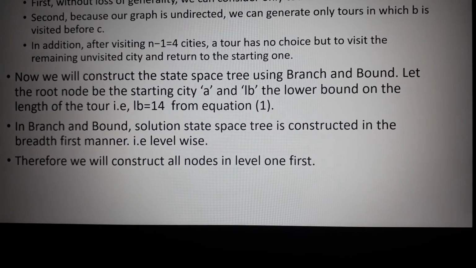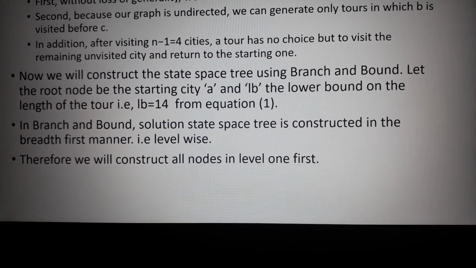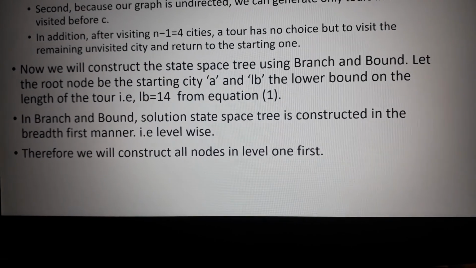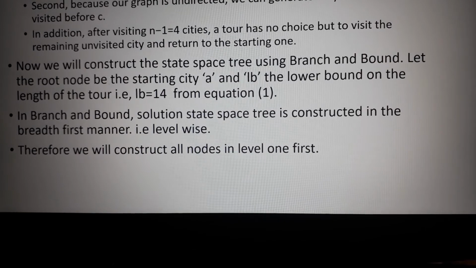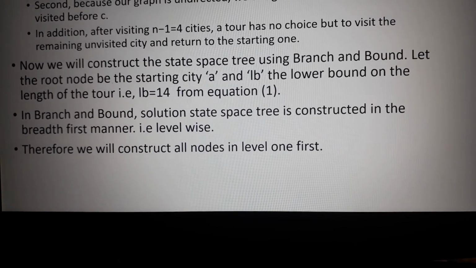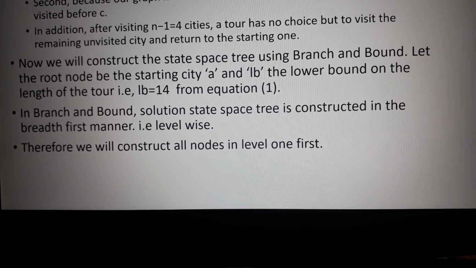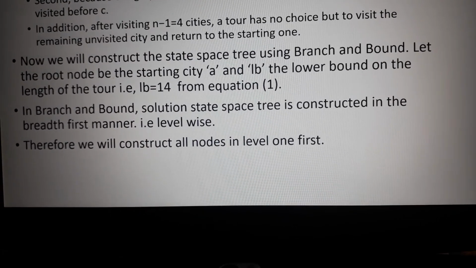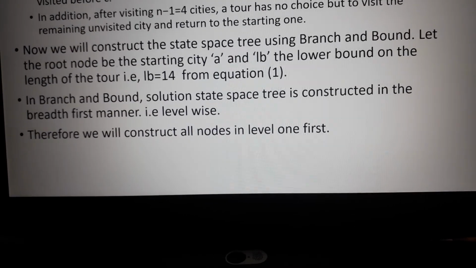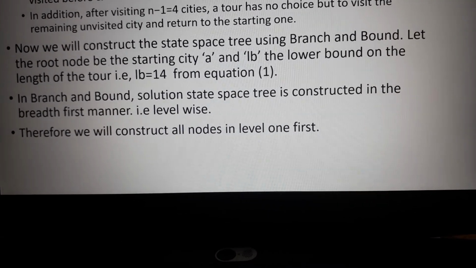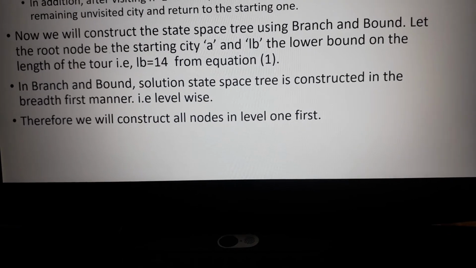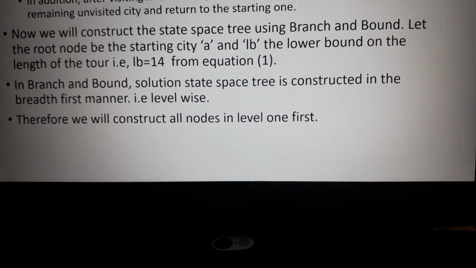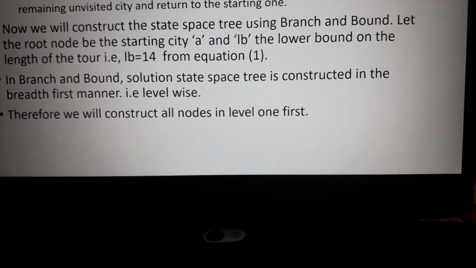A tour has no choice but to visit the remaining unvisited city and return to the starting one. Now we will construct the state space tree using branch and bound. Let the root node be the starting city A and LB be the lower bound on the length of the tour, that is LB equals 14 from equation 1. In branch and bound, the solution state space tree is constructed in the breadth first manner, that is level wise. Therefore, we will construct all the nodes on level 1 first.